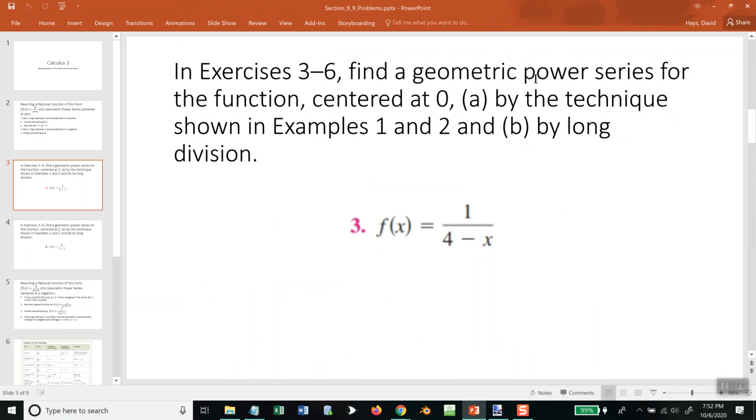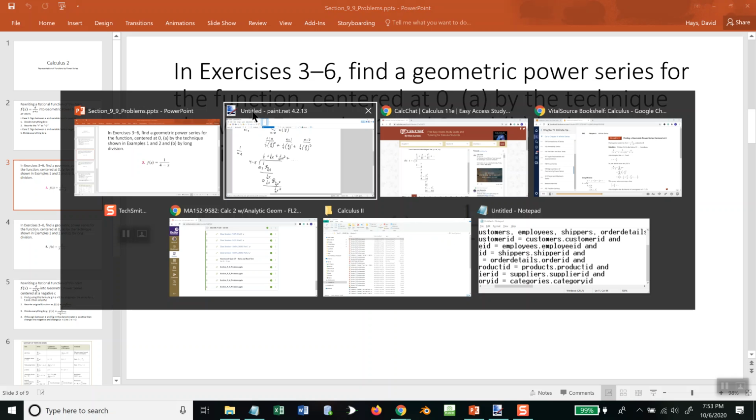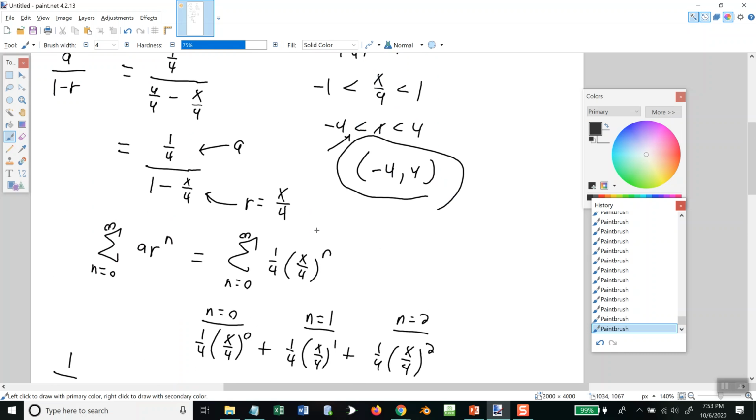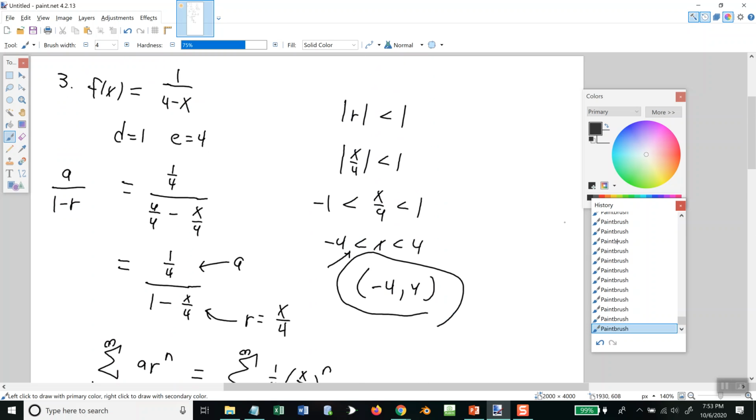You see here, it says find a geometric power series for the function centered at 0 by the technique shown in examples 1 and 2 and by long division. So the first one is what we did with the rewriting in that form, and then the second part is long division. Now don't worry about long division for homework or for tests or quizzes or anything like that. As you can see, I'm not very skilled at it. I can do regular long division pretty good, but when you start, what do you multiply by to get a fraction, it starts throwing me.